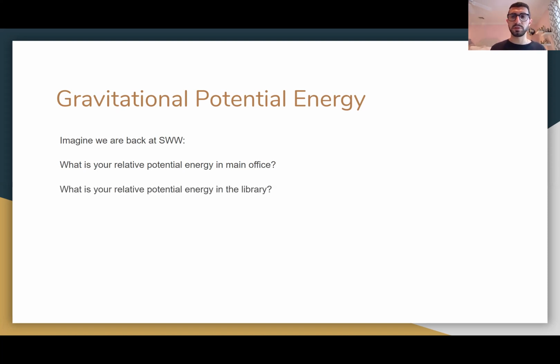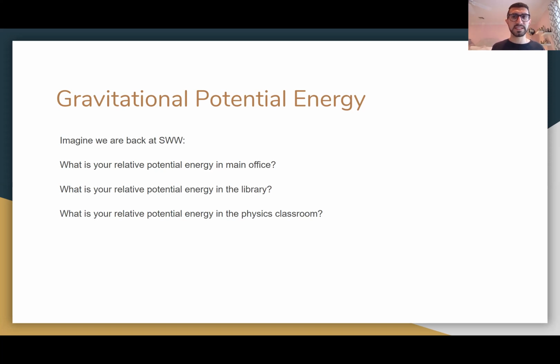And what about if you go up to the third or fourth floor and go to the library? Well, then you would have a larger potential energy than when you were on the main floor. But we can also go down to the physics classroom, right? So what is your relative potential energy in the physics classroom? Well, that would then be a negative potential energy from our main office. So my point here is that potential energy is a matter of reference. What does that mean? Well, where you define your zero height depends on the observer, depends on where you are.